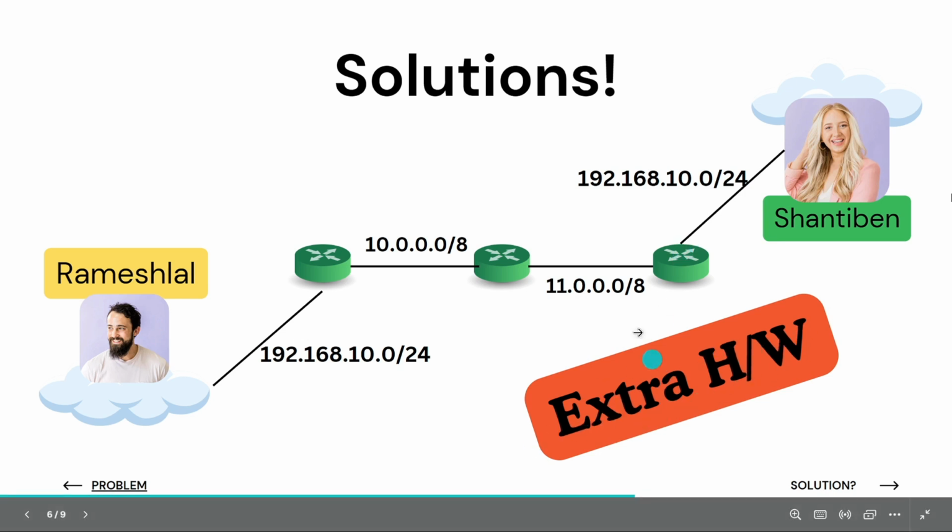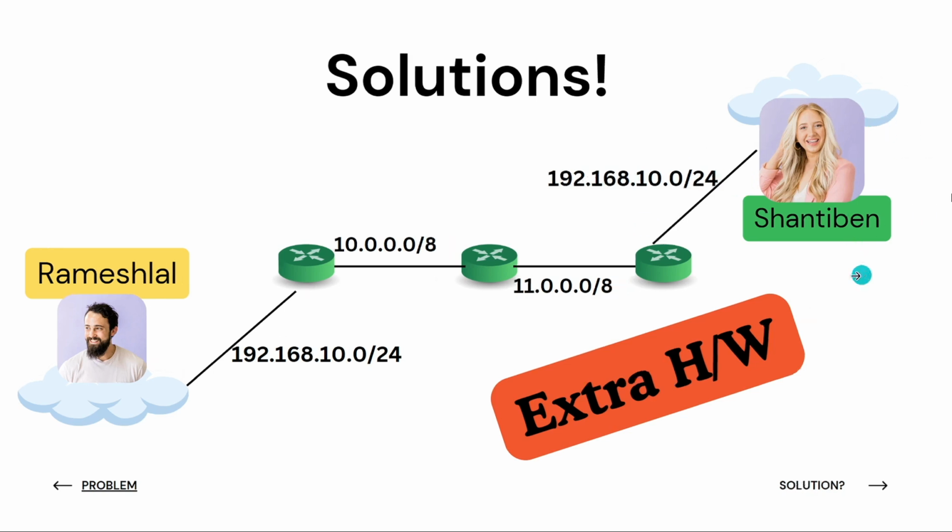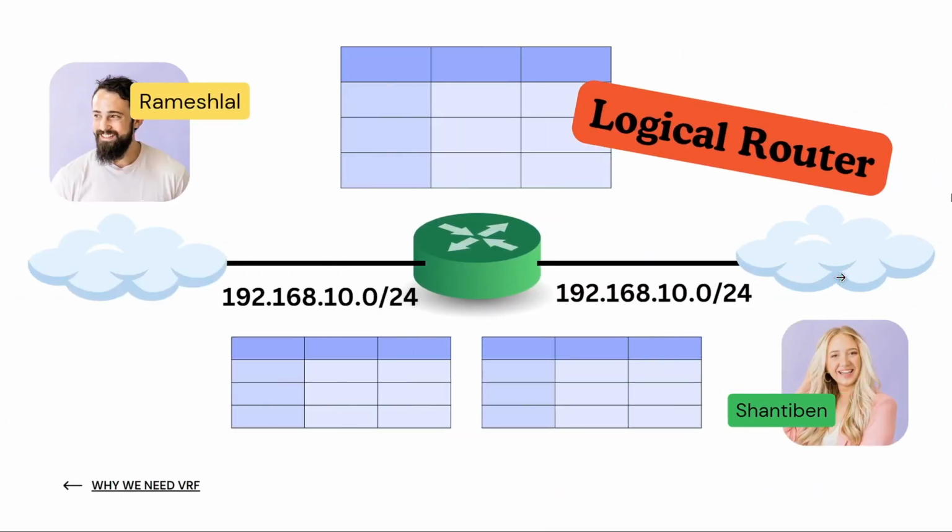And let's say we want some flexibility. So now here the VRF comes into the picture. Let me tell you what VRF is. Basically, VRF is like a logical router. Let's say we follow the same scenario: this is the central router, this is Ramesh Lal's location, this is Shanti Ben's location.